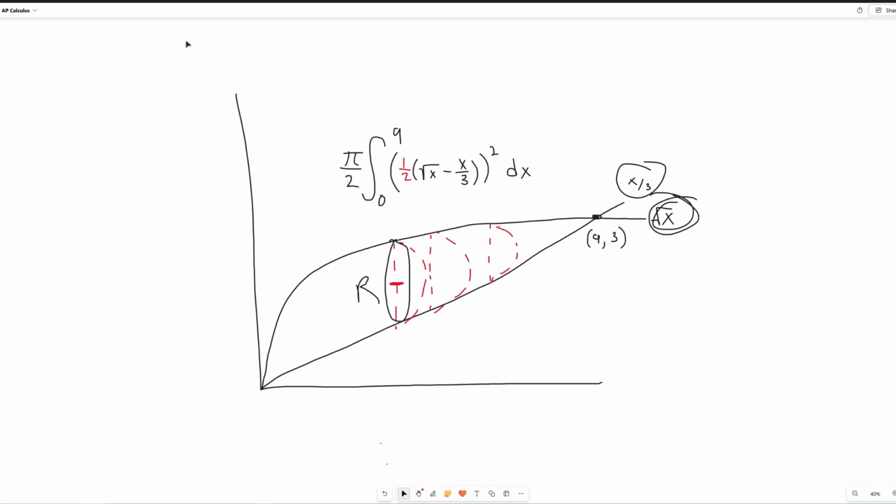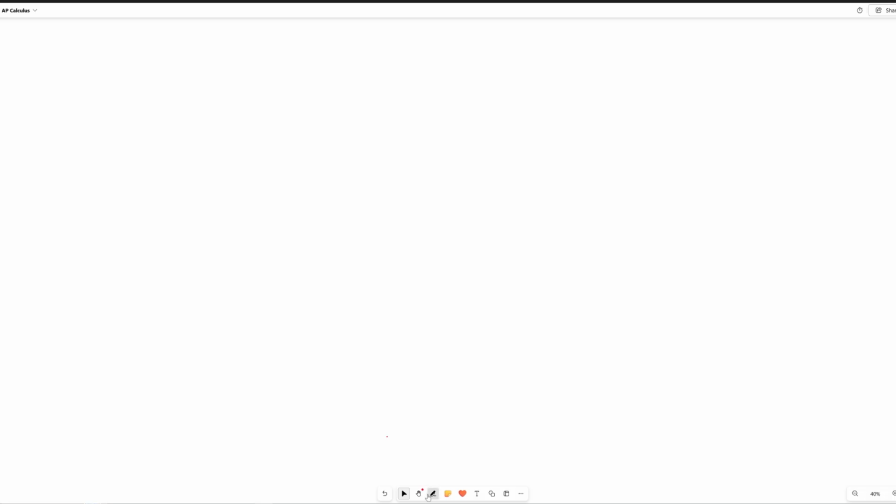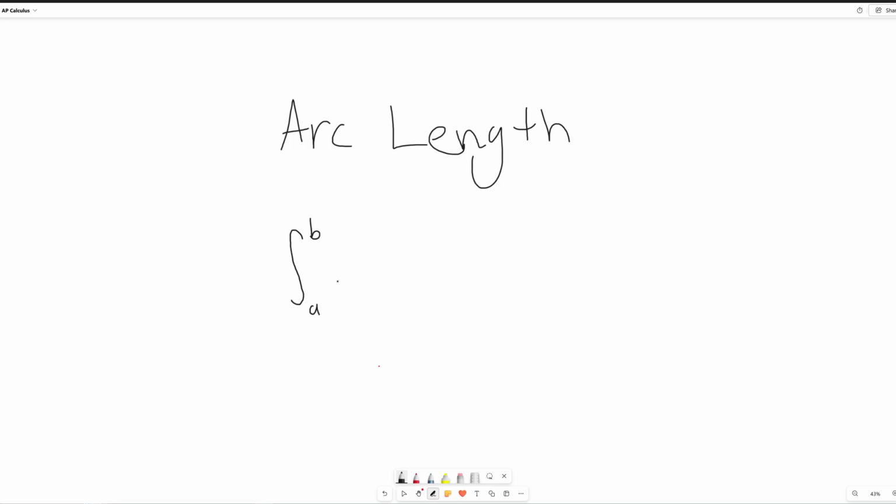Alright, so that is all the AB topics. There's guaranteed one FRQ on the AB test of those topics. So disc and washer method, area between two curves, rotating about a line, and then cross-sectional area. Now, our only BC topic in this unit, and it's quite an easy one, is arc length. So, basically, it just follows a formula. The arc length from a to b of a function is just the integral of square root 1 plus f prime of x squared.